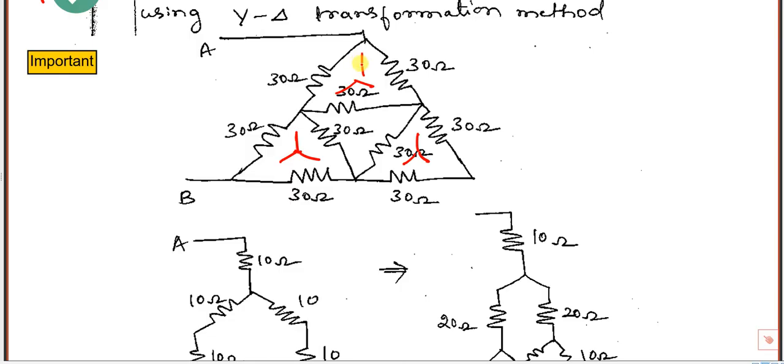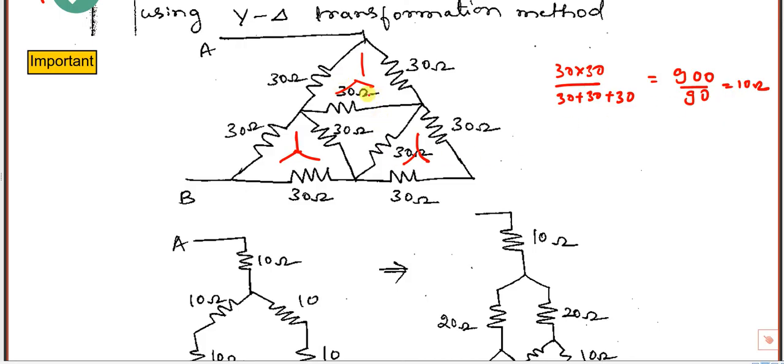Okay. If you convert delta to star, this value will be product of adjacent divided by sum of all. So it is 30 into 30 divided by 30 plus 30 plus 30. Product of adjacent 30 into 30 divided by sum of all, 30 plus 30 plus 30. This is 900 by 90. It is 10 ohm.